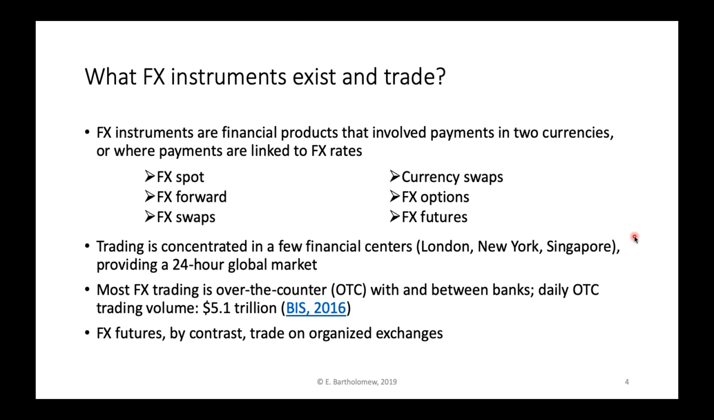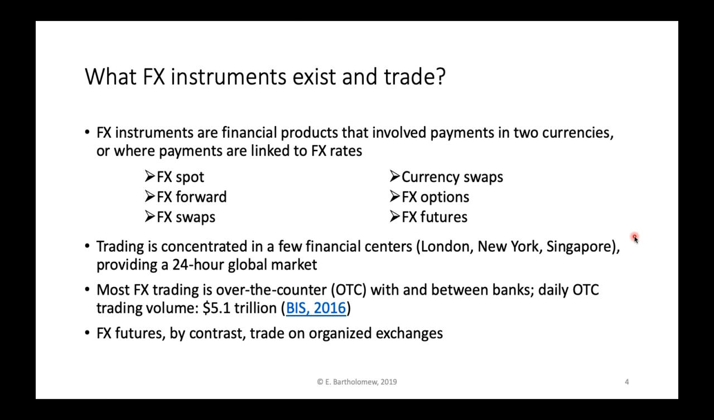FX options give one party the option but not the obligation to do a transaction in the future at an agreed upon exchange rate or strike price. And finally, there are FX futures, which are very similar to FX forwards, but they're standardized contracts traded on organized exchanges.